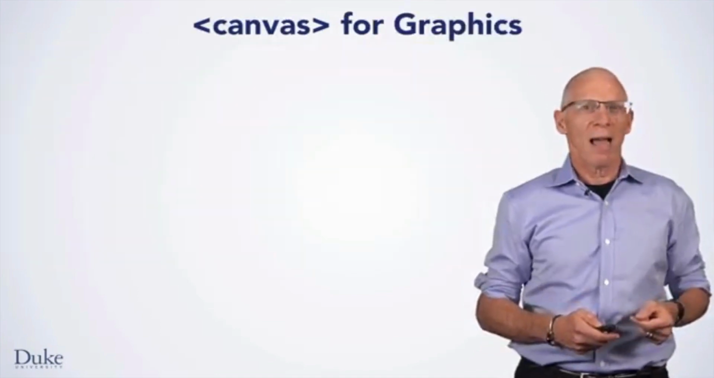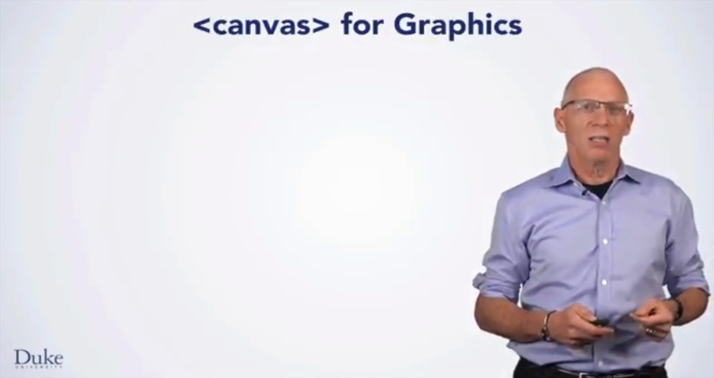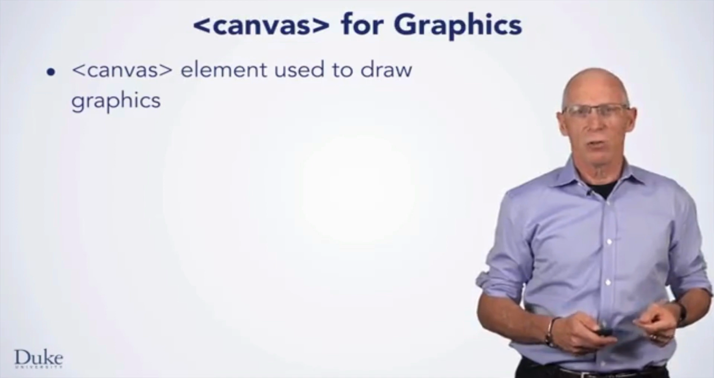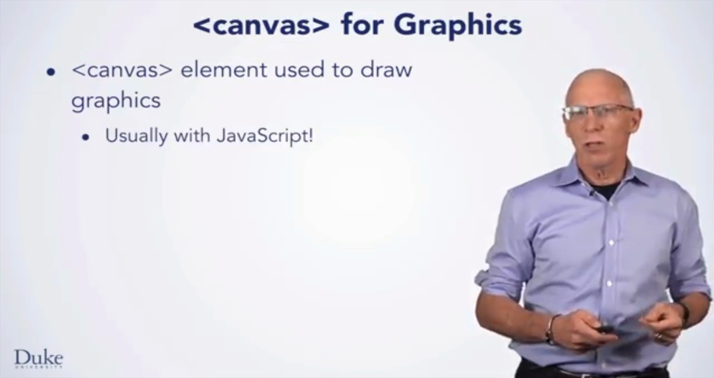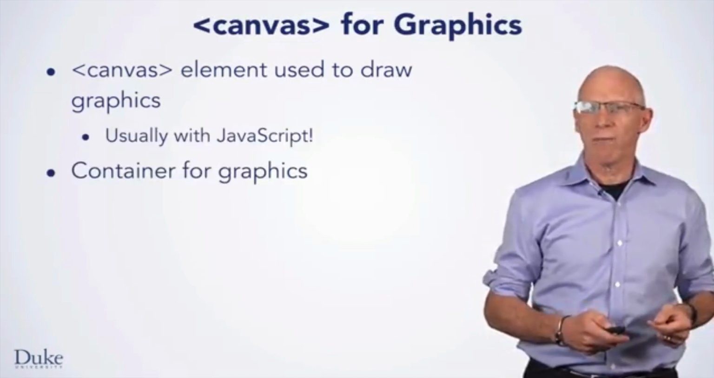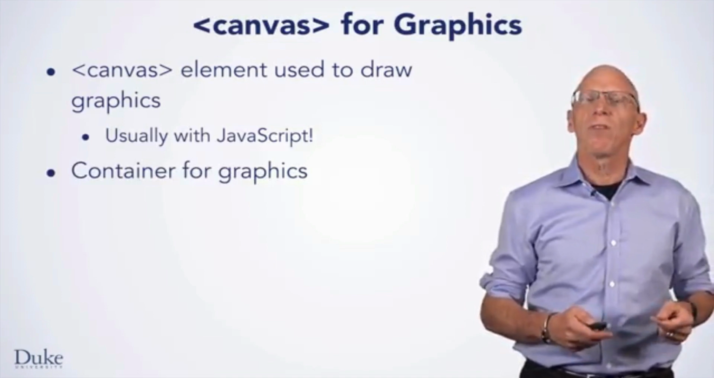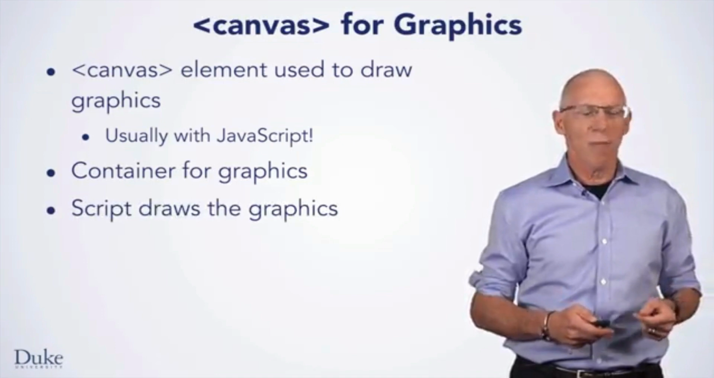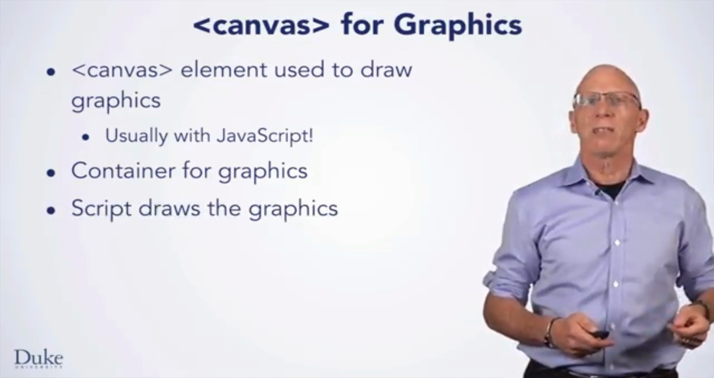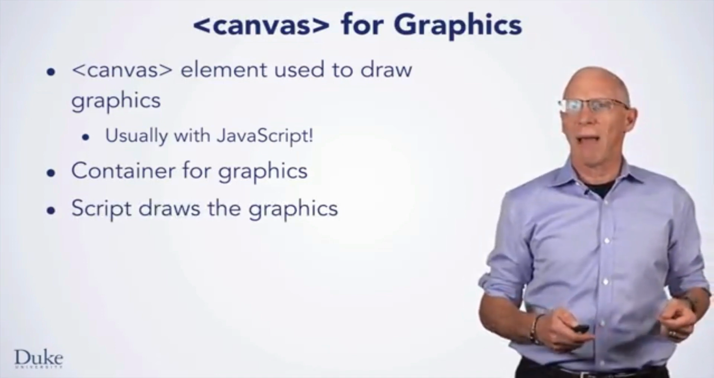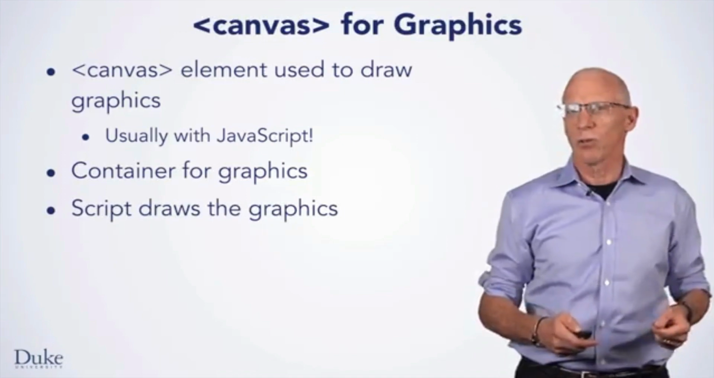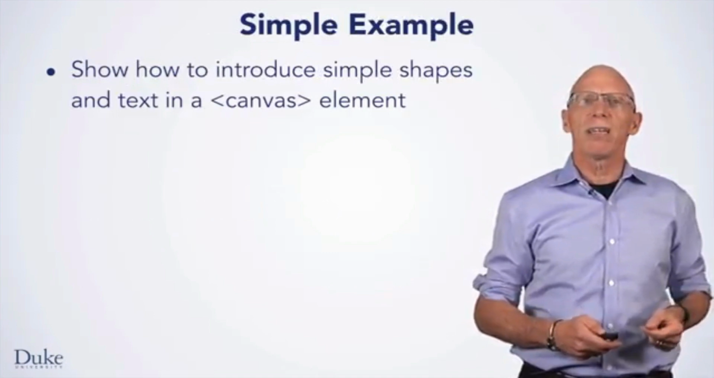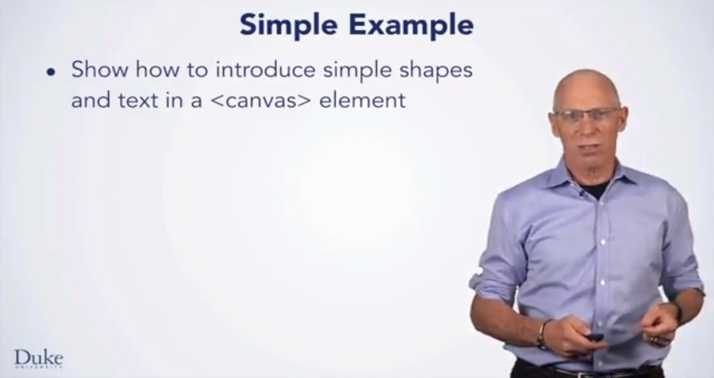Let's talk about how a canvas is used. It's used specifically to draw graphics. Usually, it's used with JavaScript. You should think of it like a container for graphics, where the container needs to be filled in, which you do by writing a script. There are several methods that you use to create these graphic tasks, such as drawing paths, boxes, circles, text, and adding images. We'll show a simple interactive page using a canvas element.